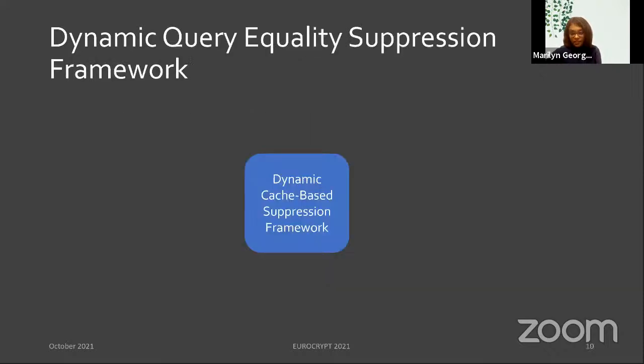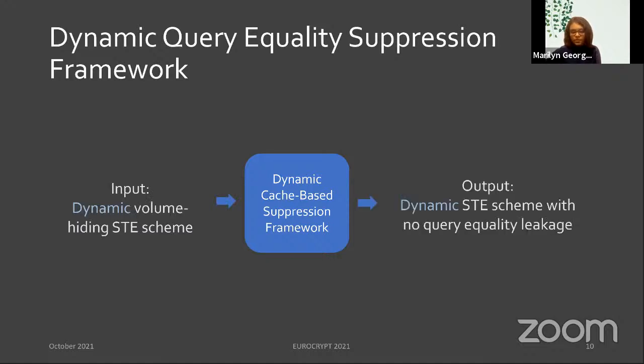So we have a dynamic cache-based suppression framework, which now takes in as input a dynamic volume hiding structured encryption scheme and outputs a dynamic structured encryption scheme, which continues to support queries as well as other dynamic operations, but with no query equality leakage.